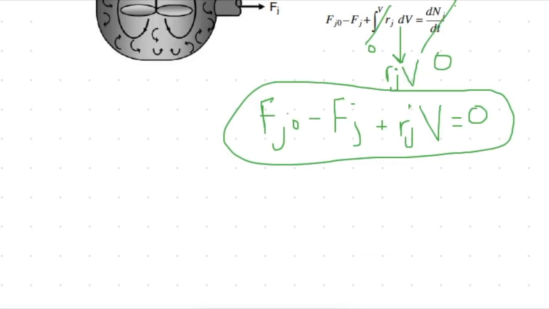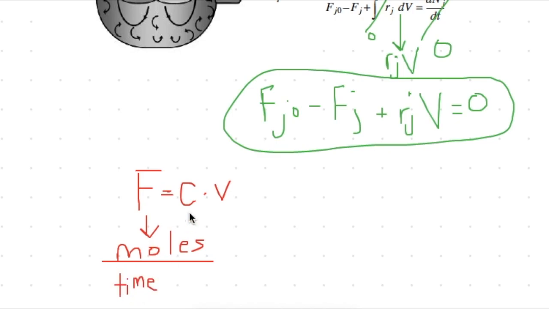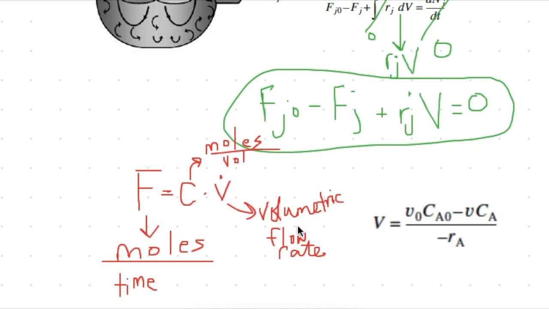We can use an equation to rewrite the flow rates in terms of concentration and volume. F is equal to concentration times volumetric flow rate. So the flow rate in moles per time, such as moles per second, is equal to the concentration in moles per volume, such as moles per liter, times V with the dot, the volumetric flow rate, which is volume per time.